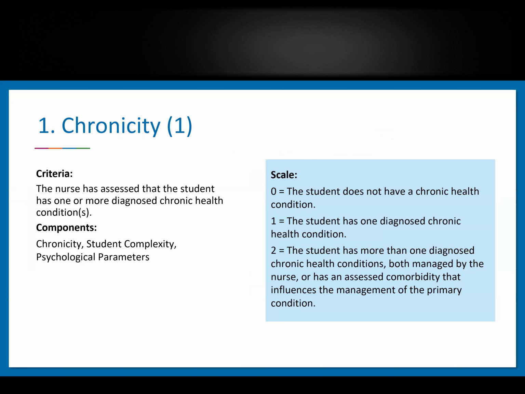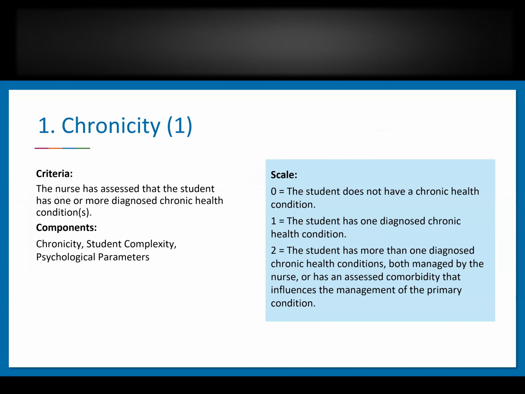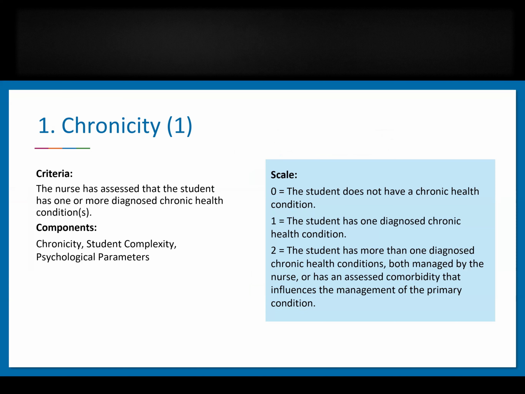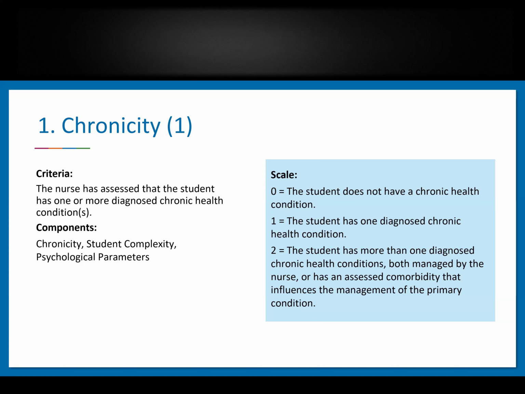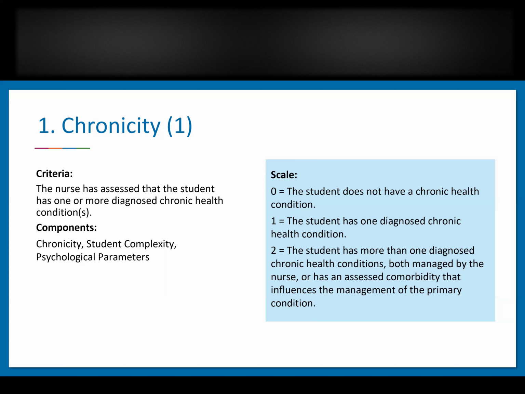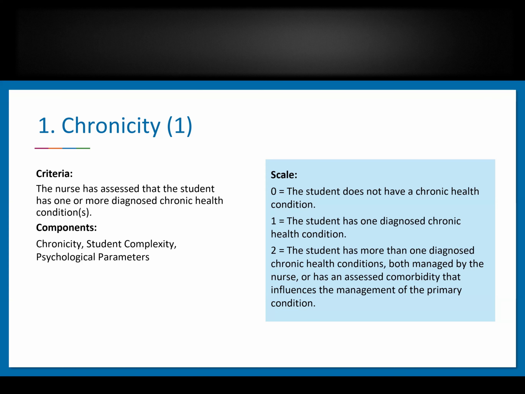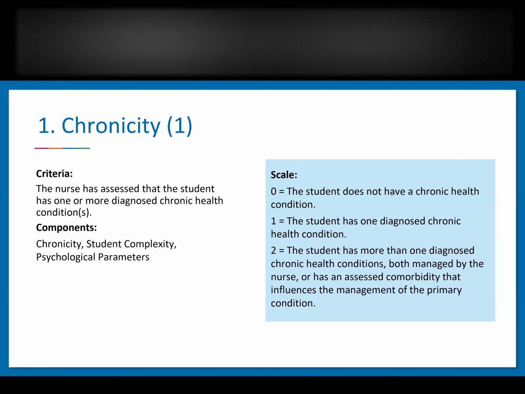The chronicity criteria is described as the nurse has assessed that the student has one or more diagnosed chronic health conditions. Components of acuity considered in this criteria are chronicity, complexity of the student, psychological parameters. The scale of this question ensures that we capture not only those students who are complex and fragile, but also those who have a chronic condition which is not currently complex. We need to acknowledge that population which could, at a different time in other circumstances, rise to the level of complex in order to differentiate them from the general population of students.